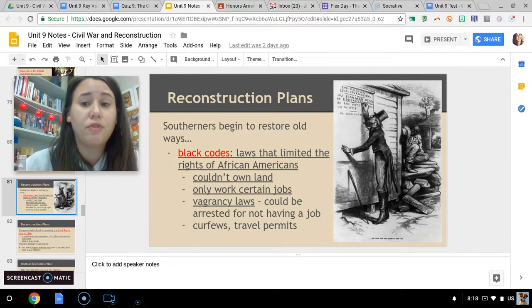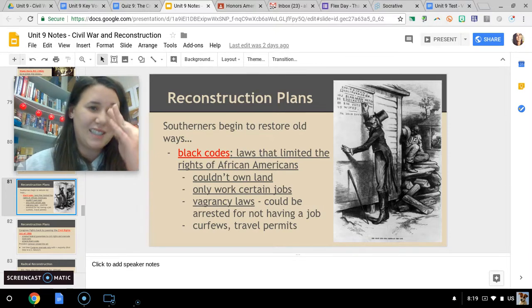Also, they placed curfews on African Americans, limiting their freedom. They had to have travel permits to go to certain places. So basically, this is the precursor to Jim Crow, as a way to once again return African Americans to second-class citizenship.